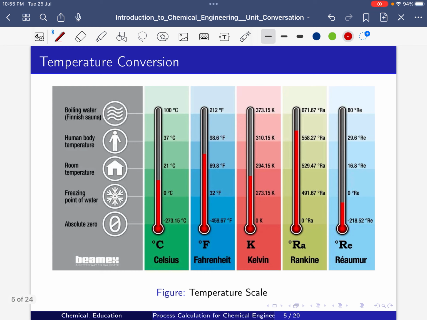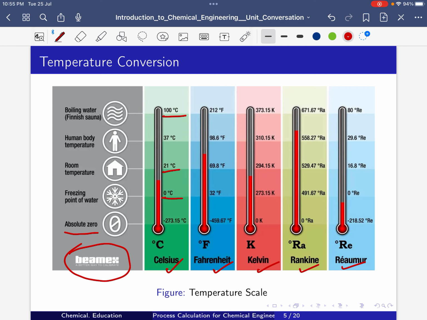Now here is the temperature conversion. There are different temperature scales: Celsius, Fahrenheit, Kelvin, Rankine, and Reaumur. I am taking this from a website. Absolute zero in the Celsius scale is minus 273.15 degrees centigrade, the freezing point of water is 0 degree centigrade, room temperature is something like 21 degree centigrade, and boiling water is 100 degree centigrade.